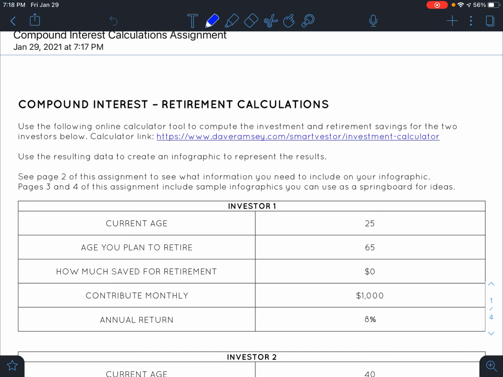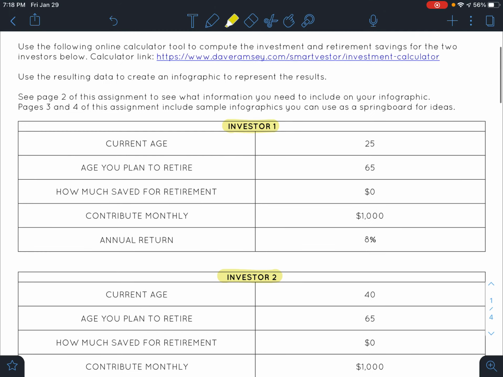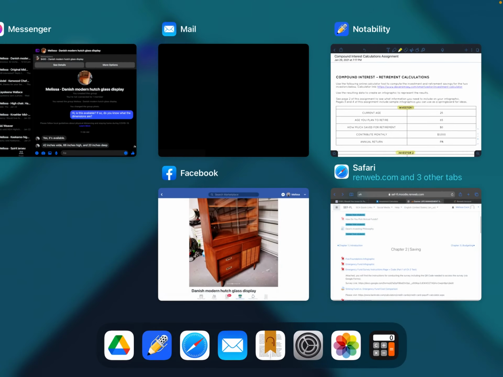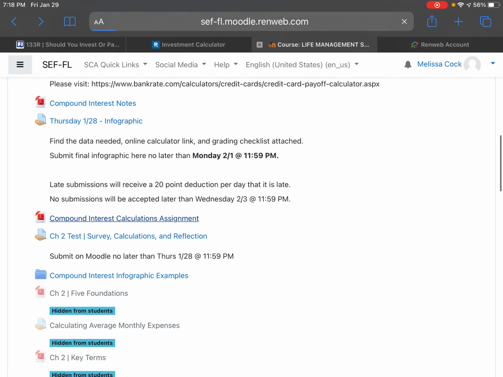That link will take you to an online calculator. You will use the information in these two tables, Investor 1 and Investor 2, to calculate some estimated retirement savings based on the information in each table for each investor. So I'm going to head back to Moodle so I can click on the link that's in the assignment.